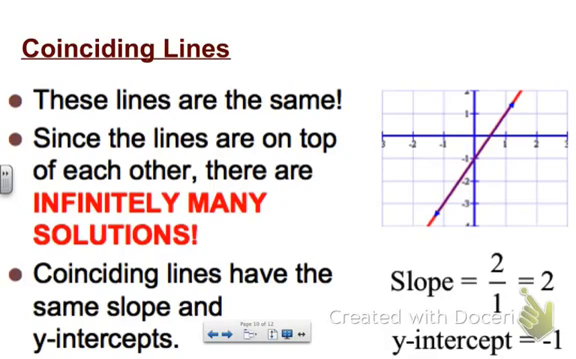And then the last situation we call coinciding lines, when you graph one and then the other one is right on top of it. And since they are the exact same line, they're right on top of each other, that means that they have infinitely many solutions. You could pick any ordered pair that falls on the line, and obviously it would work in both. So that's why it has infinitely many solutions.